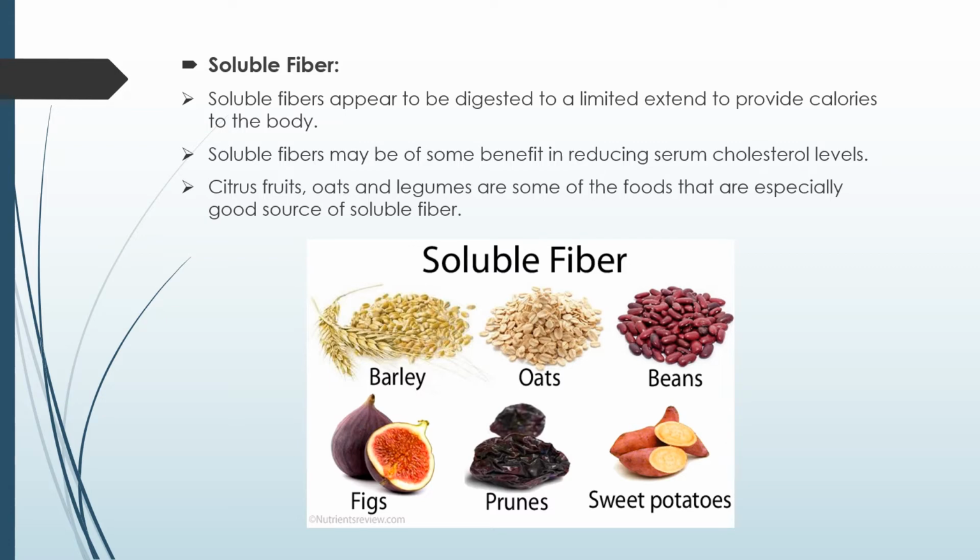How? They have an ability to bind the excessive cholesterol that is present in our body, like a sponge takes in water from any surface. And then the excessive cholesterol which has been taken from your body can easily be excreted out from your body through excretion. Citrus fruits, oats, legumes are some of the foods that are especially good sources of soluble fiber.